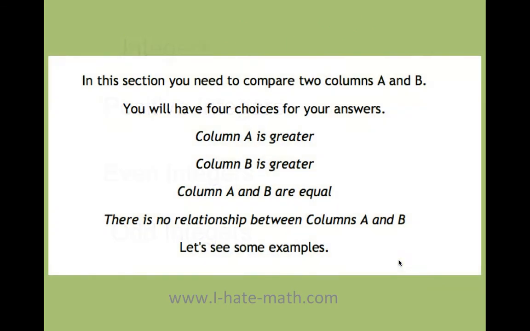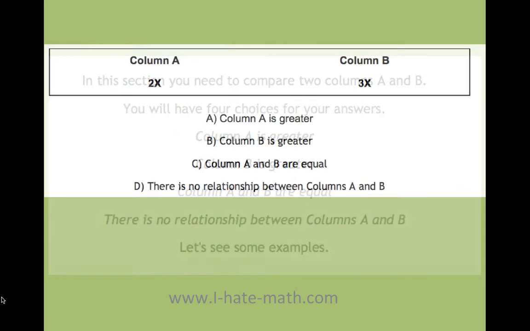Let's do some examples. In the quantity section, they will give you two columns, column A and column B. Here, you need to choose between 4 choices. The first one is column A is greater, B is column B is greater, C is column A and B are equal, or D, there is no relationship between column A and column B. Now, let's do an example.